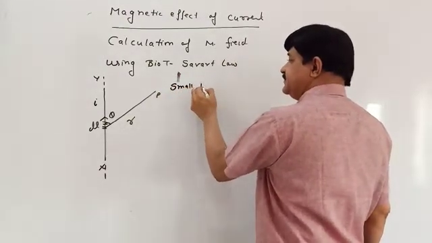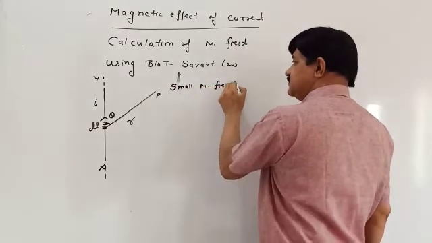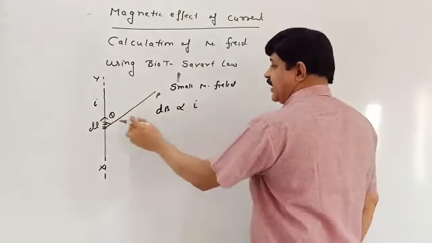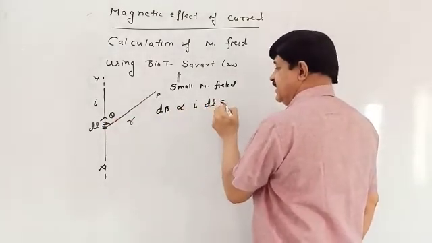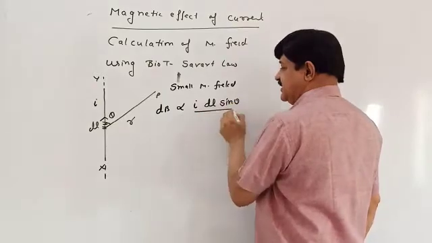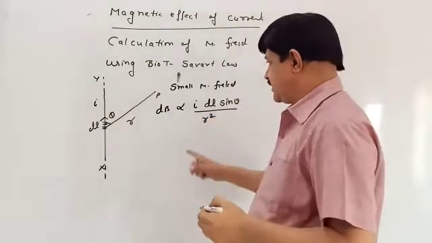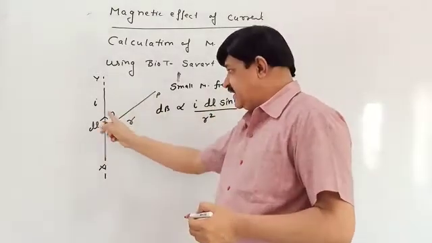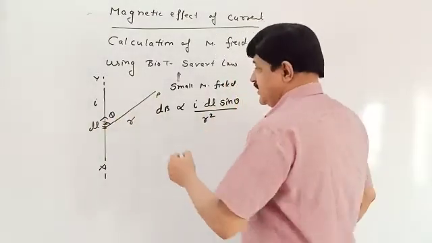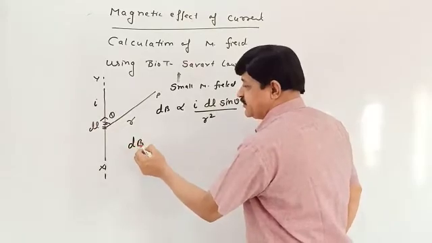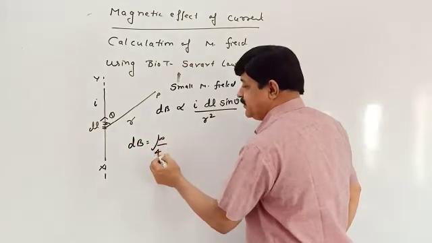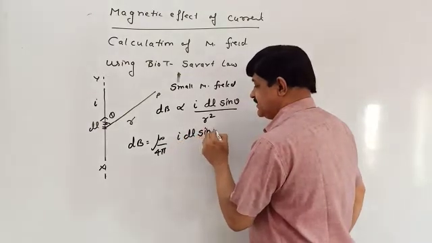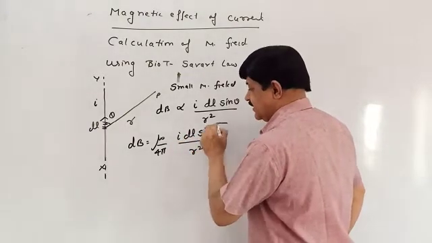small magnetic field dB is directly proportional to I dl sine theta and r square. It depends on four things: current, length, sine of theta between r and dl, and r square. We need to put here a constant of proportionality that is equal to mu naught upon 4 pi, I dl sine theta upon r square.